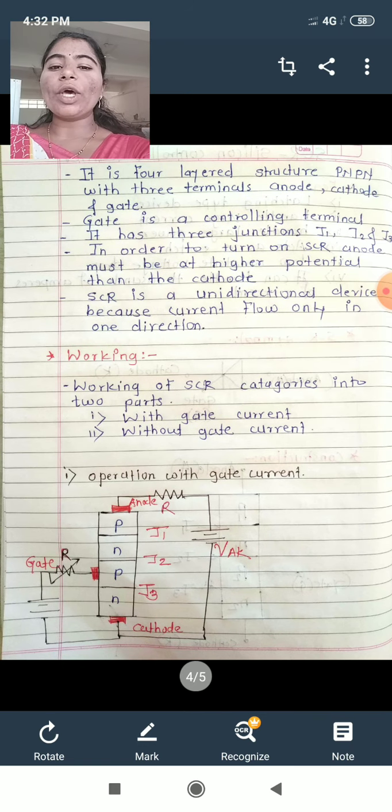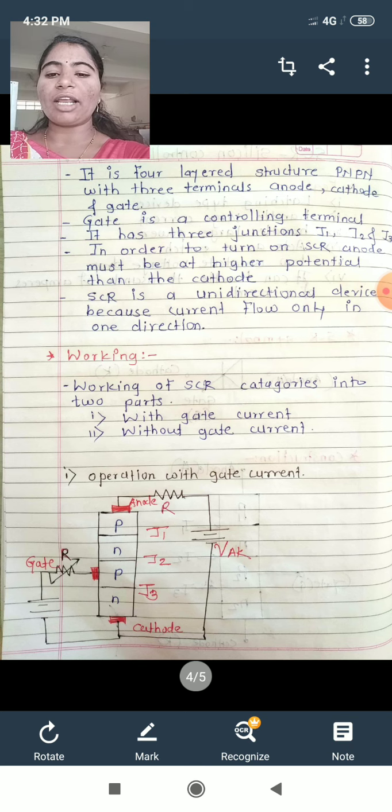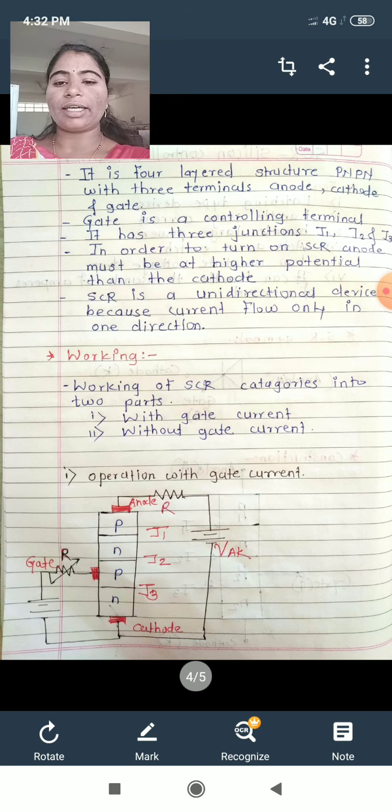See, working principle of SCR. The working principle of SCR is basically classified into two parts. First is with gate current, means when we apply voltage between the gate terminal and cathode, we can provide the gate current. And second is without gate current, means the gate terminal is open. See first, operation with gate current.